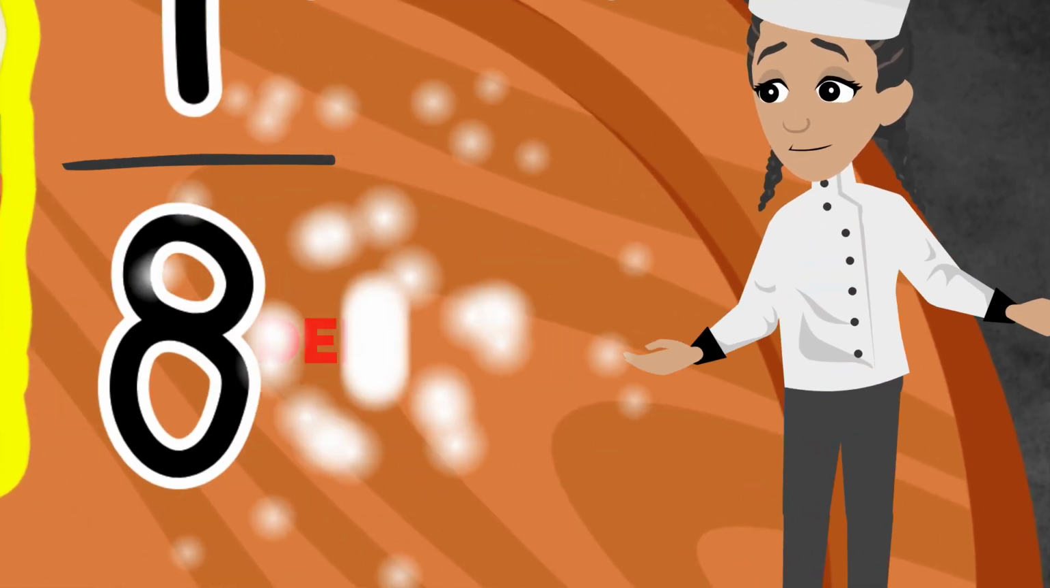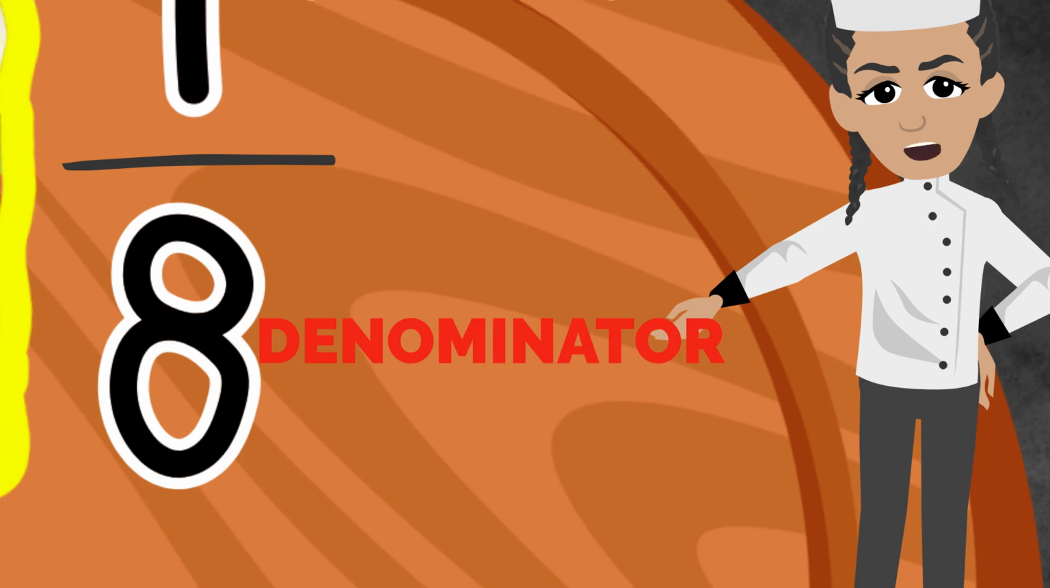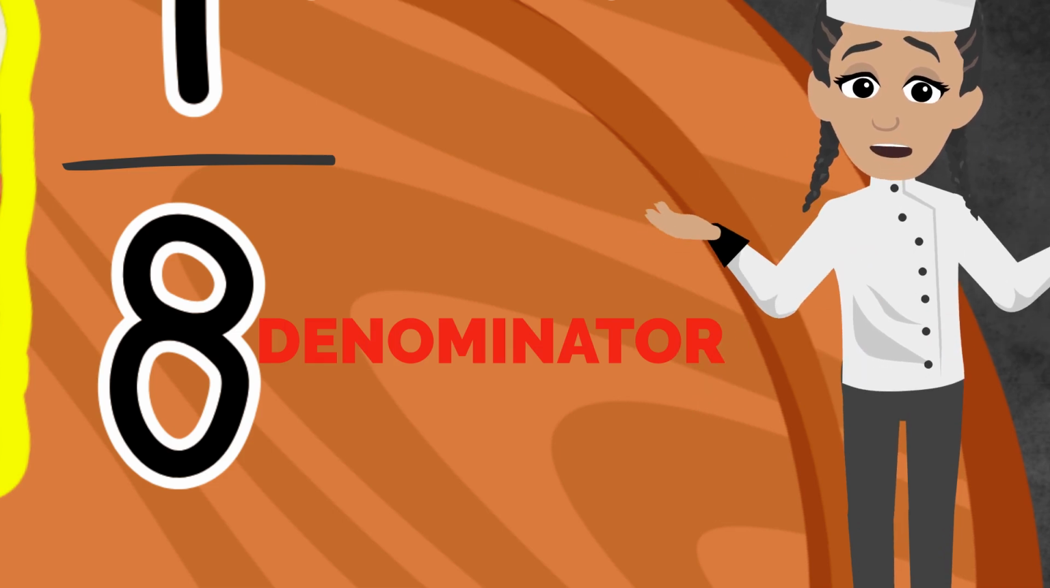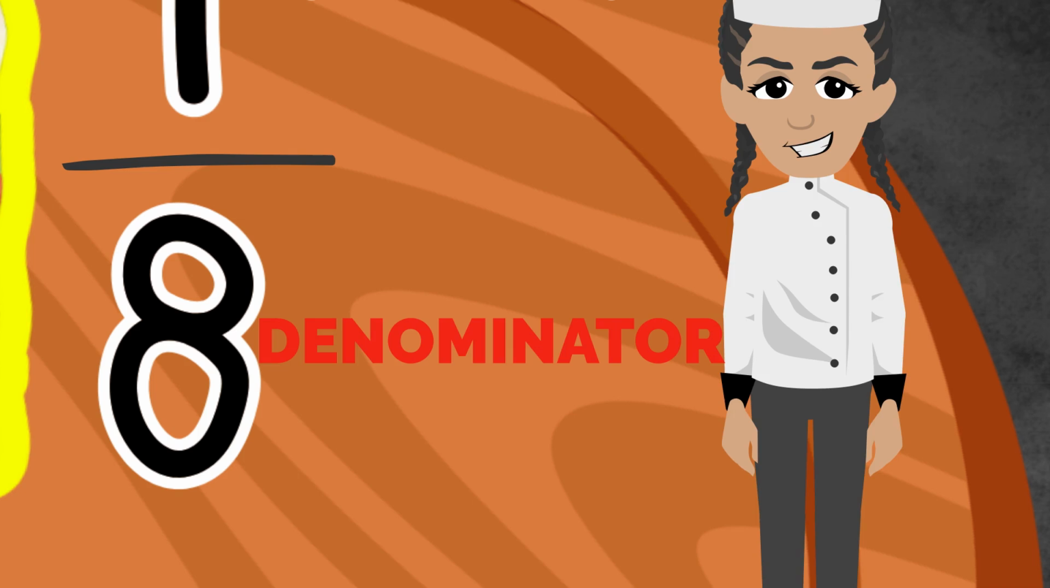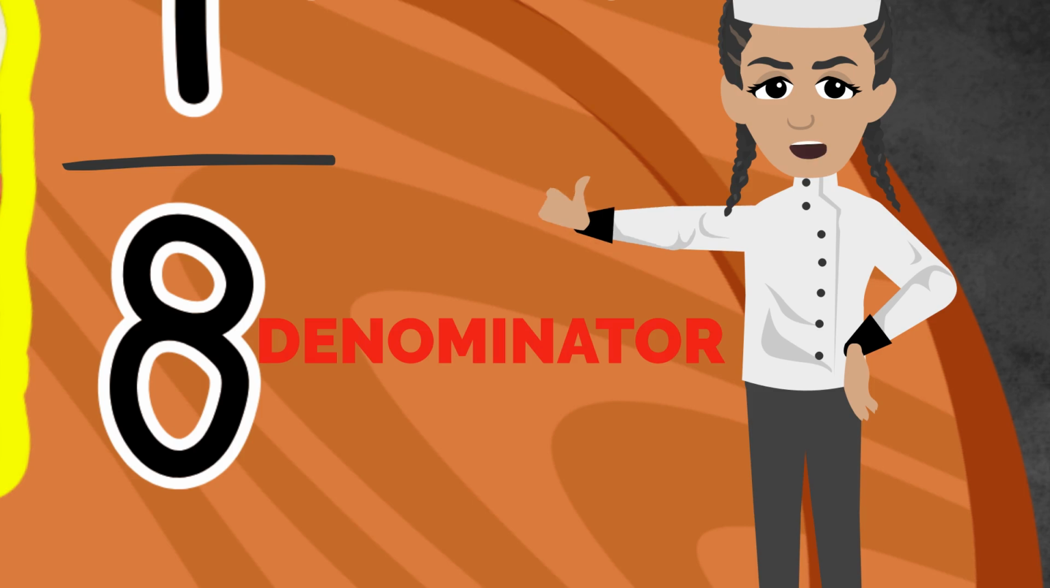The bottom number 8 is the denominator. It tells us the total number of slices in the whole pizza. Try saying denominator. Nice.